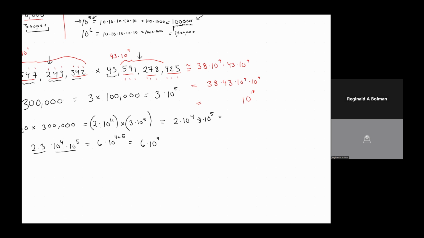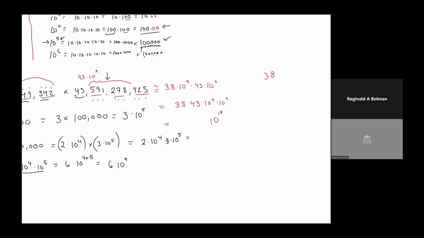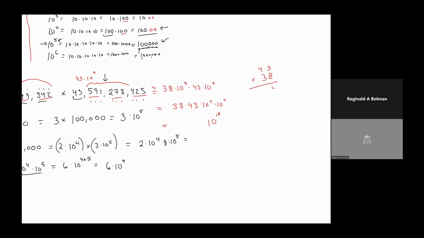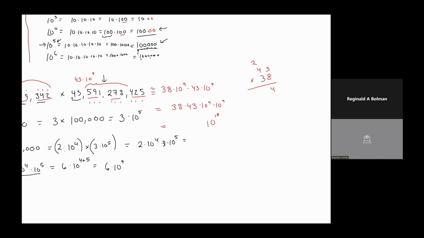38 times 43, but we can do that by hand. So we've got 43 times 38. 8 times 3 is 24, we'll drop the 4, carry the 2. 8 times 4 is going to be 32, plus 2 gives you 34. Drop a 0. 3 and 3 is 9, 3 and 2 is 12.